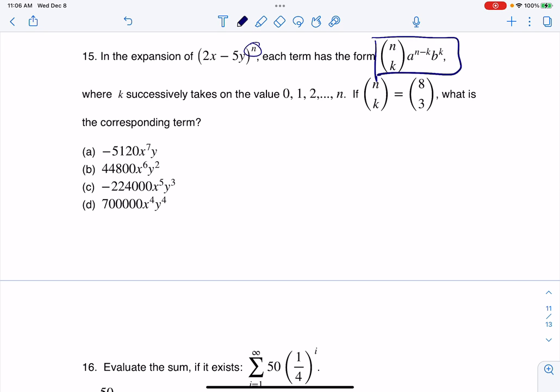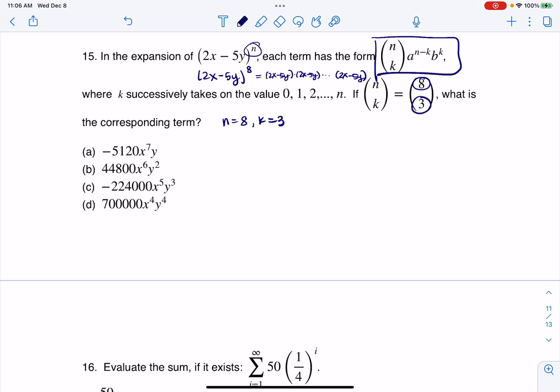All right. And they're telling us here that n choose k for this particular problem is 8 and 3. So what they basically told me is that n is 8 and k is 3, which is great. So what they're ultimately saying is that I have 2x minus 5y to the 8th power. Now, you can imagine that saying take 2x minus 5y times 2x minus 5y and do that 8 times out. And imagine all the distribution that would happen there.